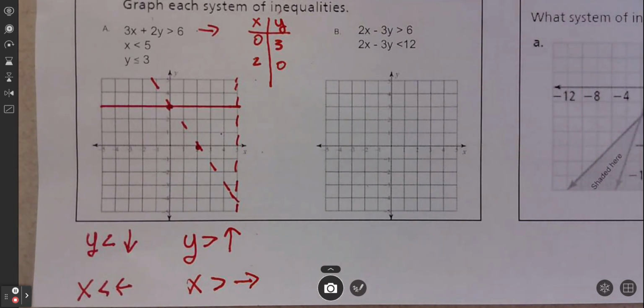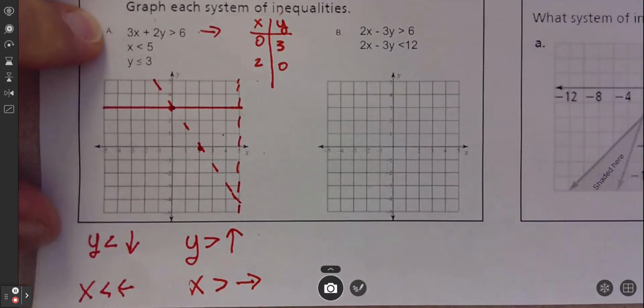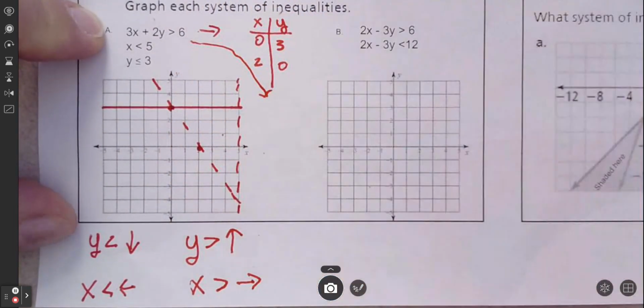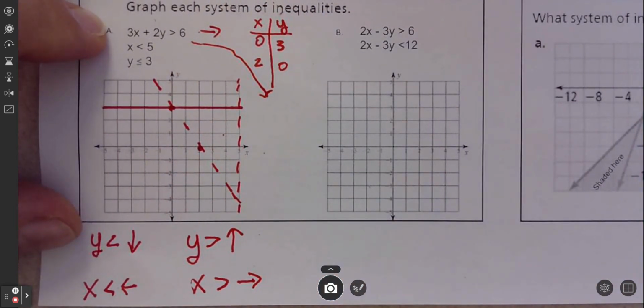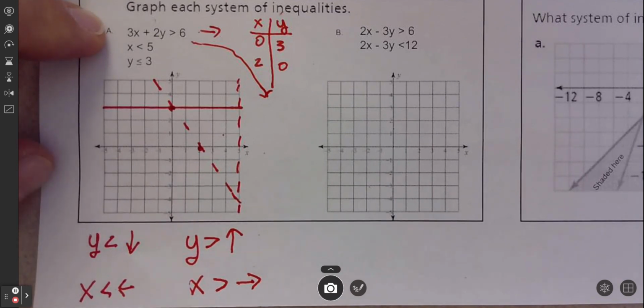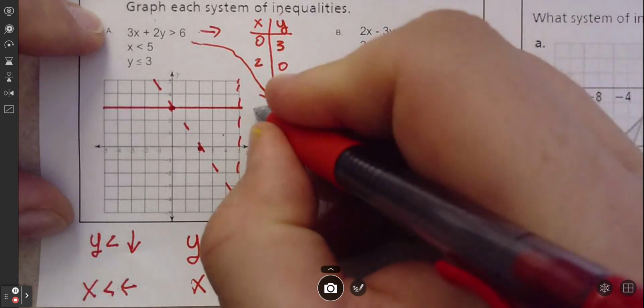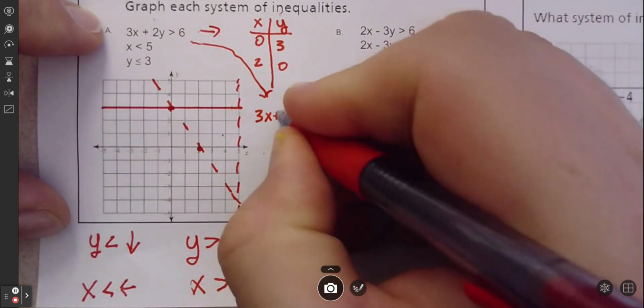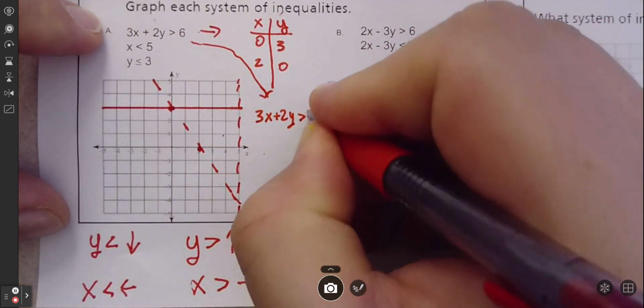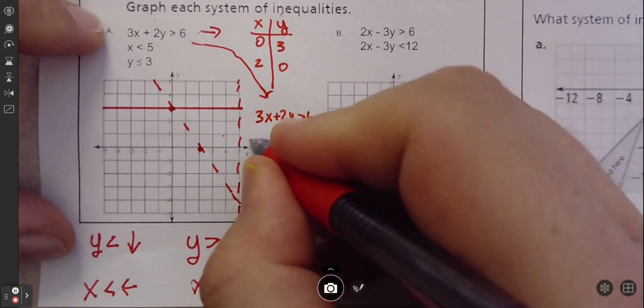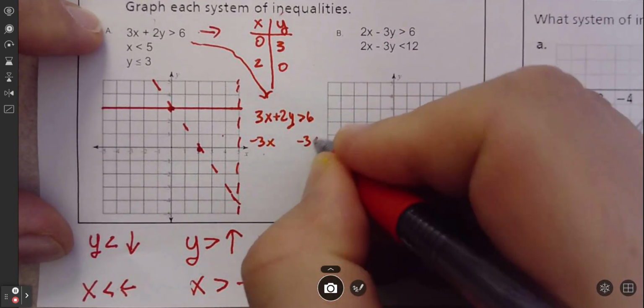Now it has to be y is less than or x is less than. So this one right here, even though I said we don't want to do it that way, we kind of want to solve this for y, because we need to know is it x is greater than or y is greater than, and y is less than. So I'm going to go ahead and do that. Subtract 3x from both sides.